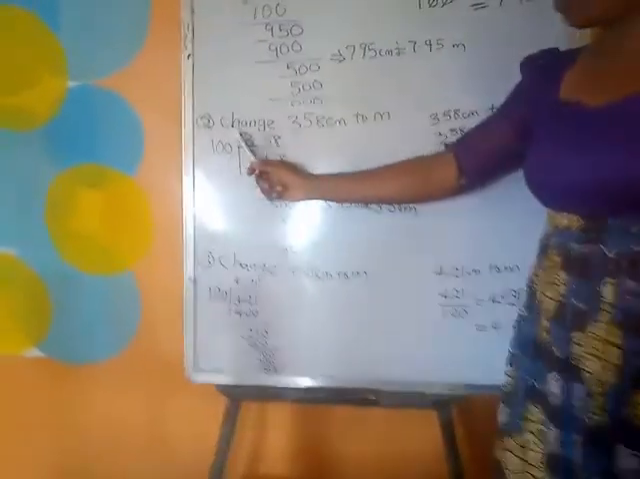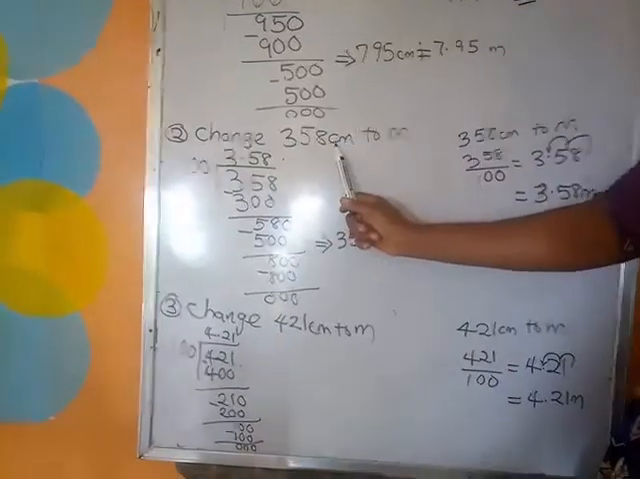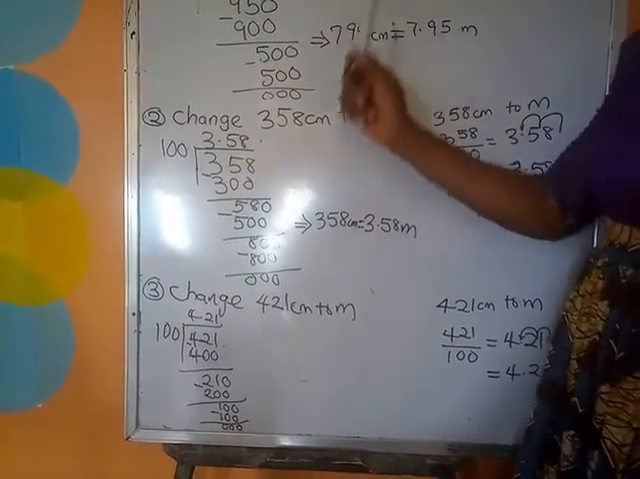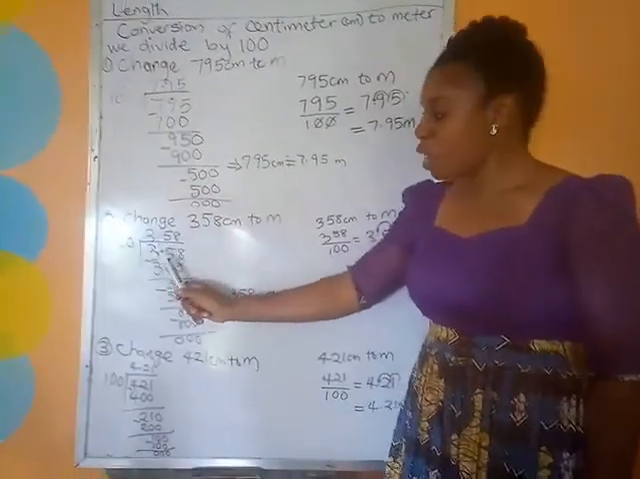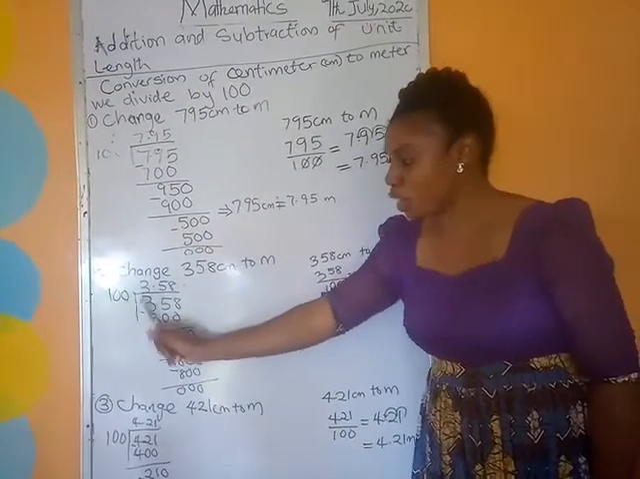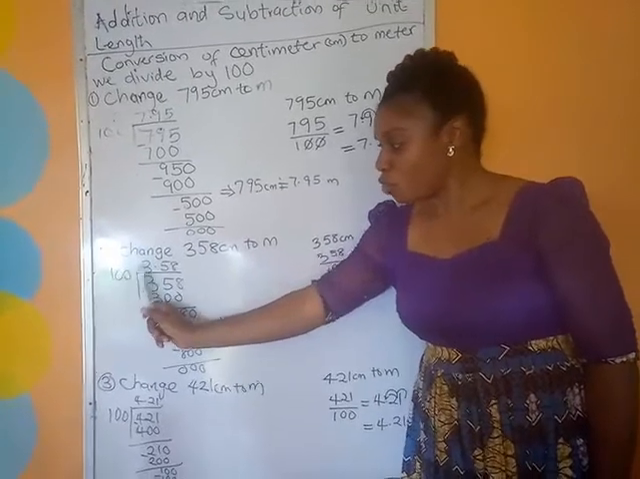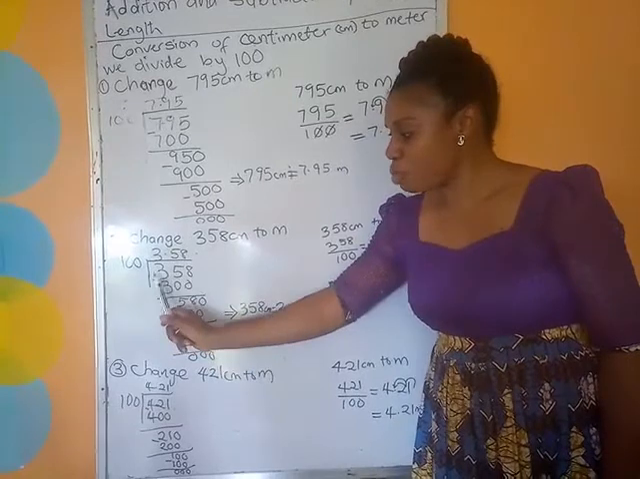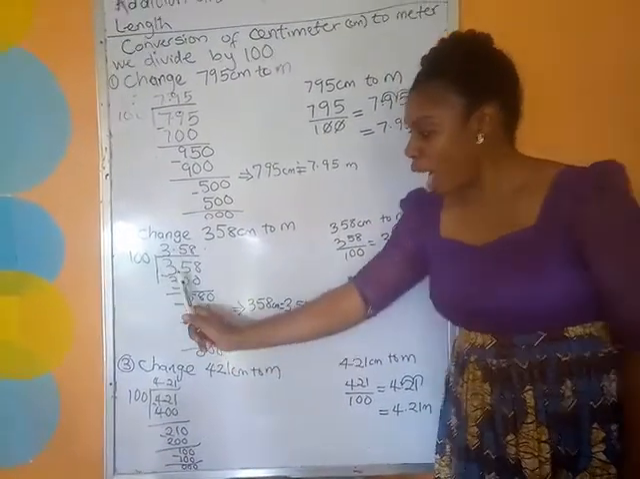Now let's go to the second question. Change 358 centimeters to meter. How do we go about that? I told you, in changing centimeters to meter, you divide by 100. You divide this 358 by 100. Now, how many times will 100 go into 300? 3 times. 3 times 100, you get 300. Always remember your subtraction sign. You draw your line over and subtract.